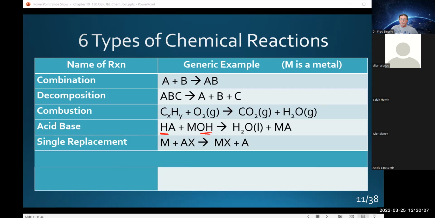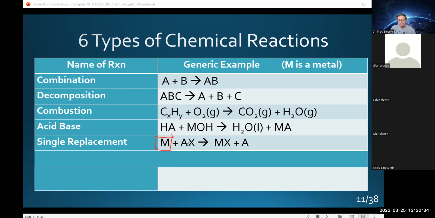Okay, the fifth type is called a single replacement reaction. Now, let's analyze the general reaction here. We have a metal labeled M in elemental form. It's in the elemental form. It's not combined with anything else.